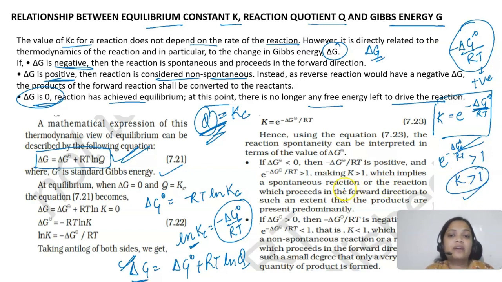So K greater than 1 means it's a spontaneous reaction, or the reaction which proceeds in the forward direction. If delta G naught is negative, K will be greater than 1 and the reaction will be spontaneous. And the same goes for the reverse. If delta G naught is positive, then K will be less than 1, and if it is less than 1, it is a non-spontaneous reaction. It means only a minute quantity of the product would be formed. So this is the relationship that you must know.